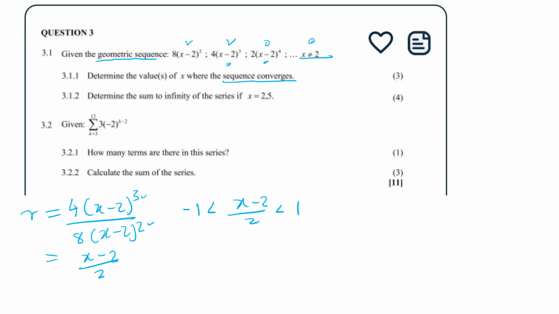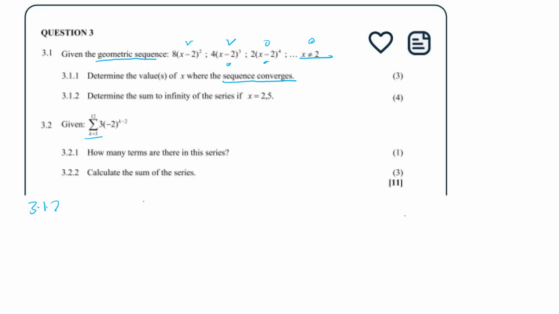because now we want to find the value of x where the sequence converges. Therefore now you multiply everything by 2, x minus 2. Therefore now we transpose this negative 2 to both sides. Therefore now we're going to have 0 less than x less than 4. Good. Right, now 3.1.2.